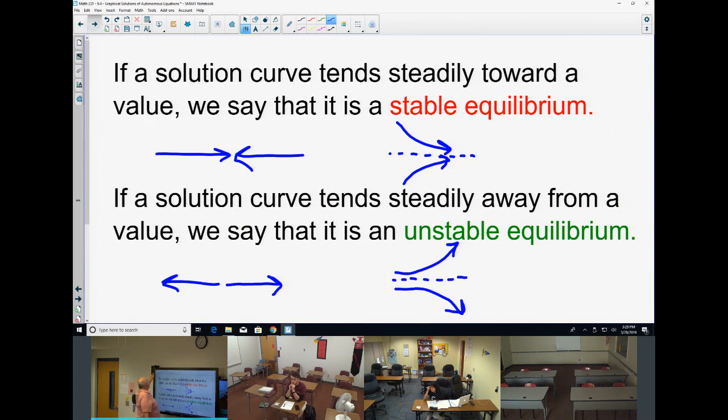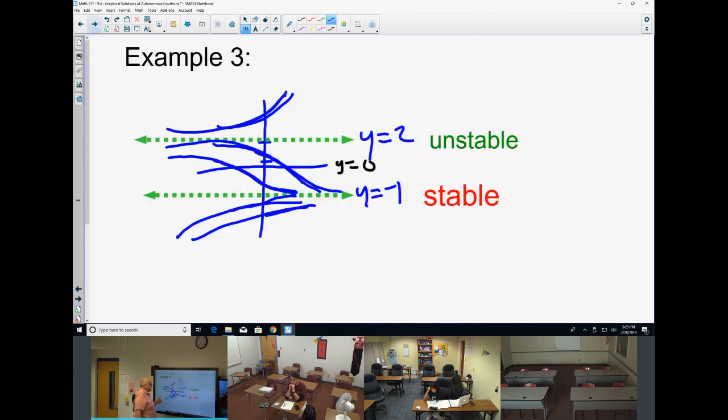Okay, so let's see how that looks. All right, so in this example, so this curve right here is going away from the solution y equals 2. And it's going away down here, away from y equals 2. So y equals 2 is unstable. Now here it's concave down and switches to concave up. So that's actually a point of inflection right here.